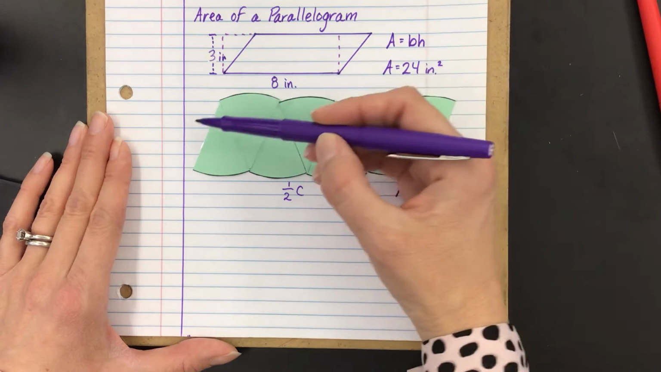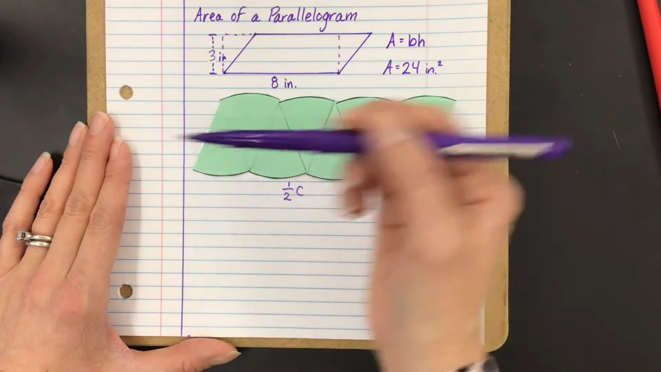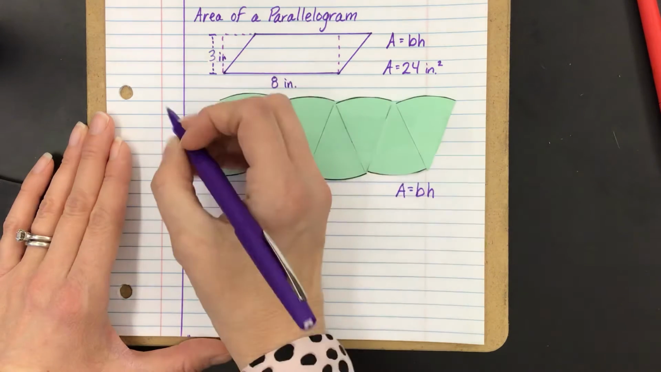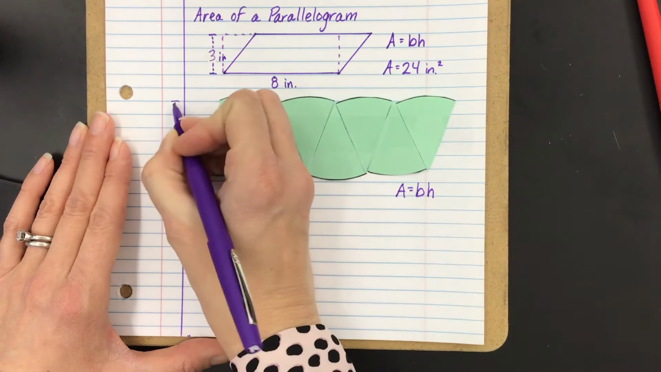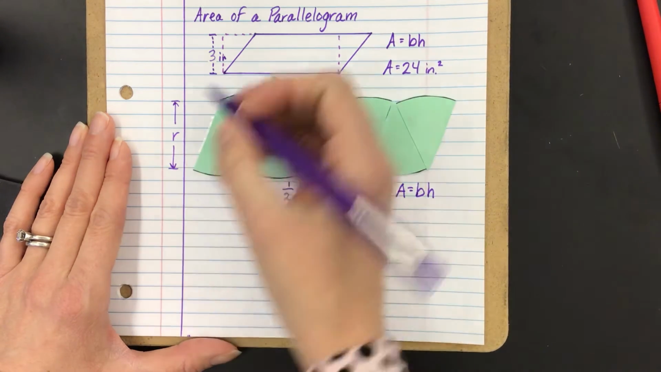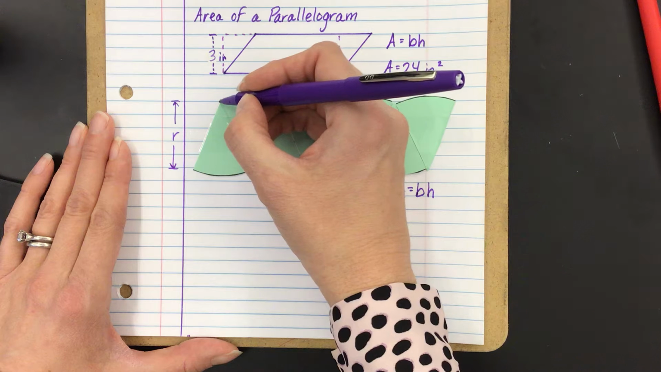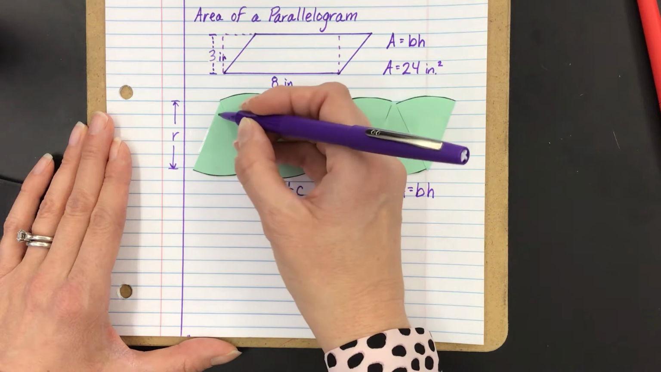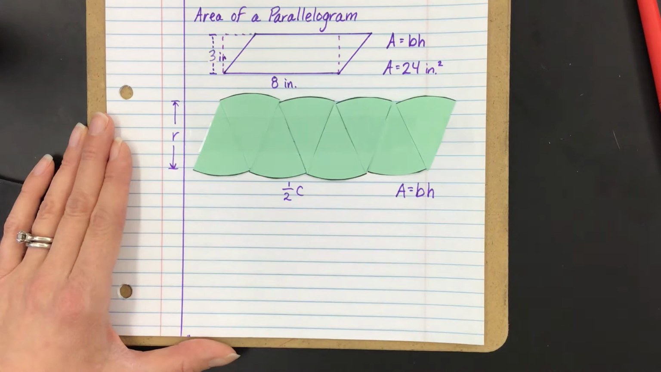Now, can anyone tell me what the height of this figure would be? Yeah, Roxanne. Fabulous. Yes, this is the radius here, R. Okay, because the center of your circle is this point of your slice, and it goes to the edge. So the height of that is your radius.